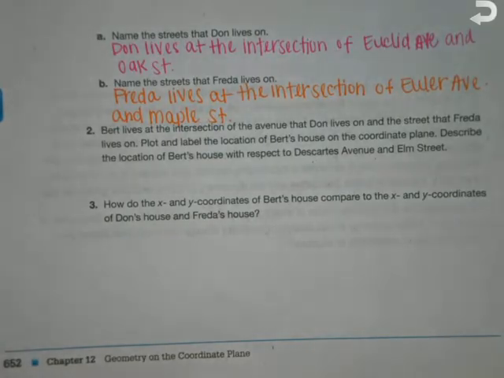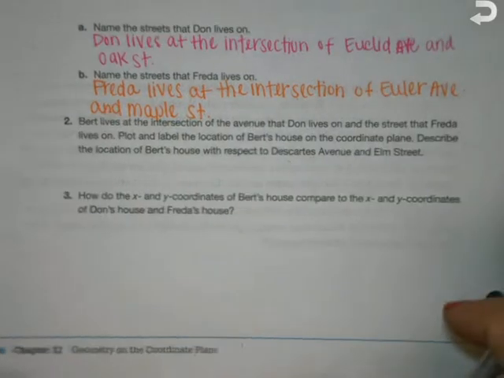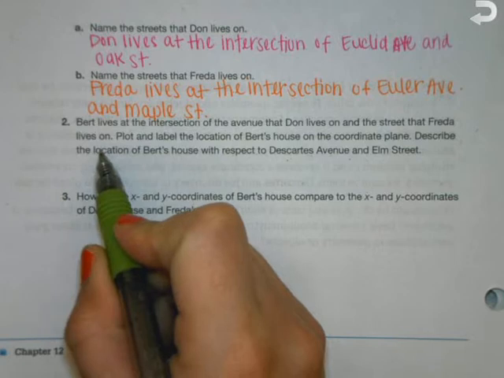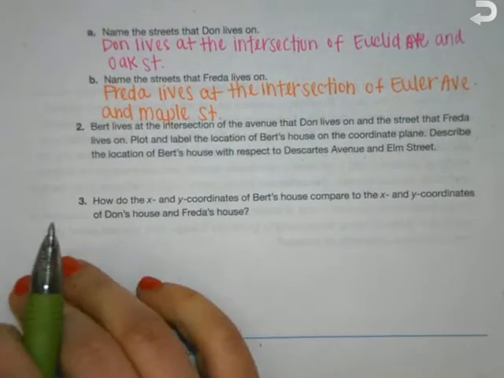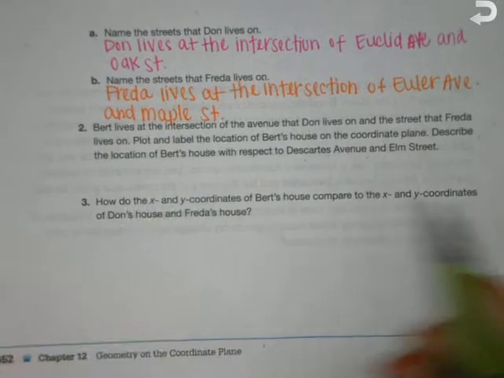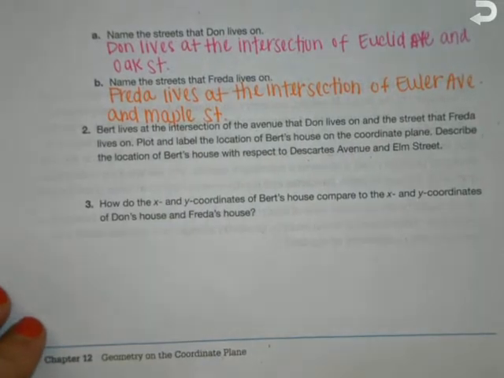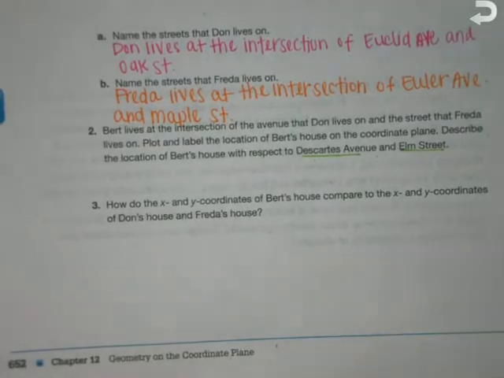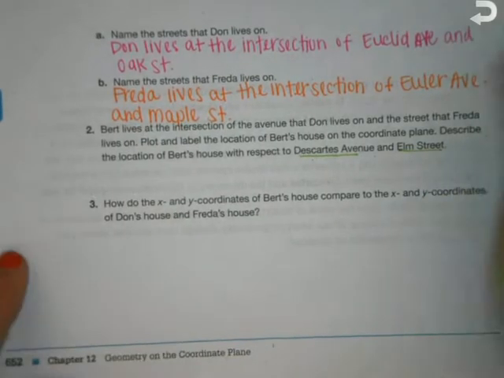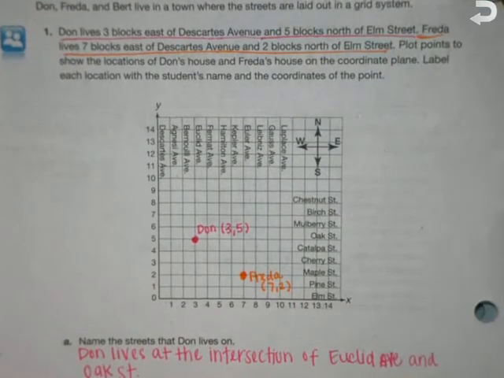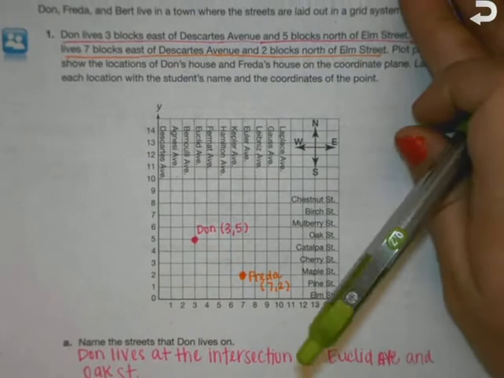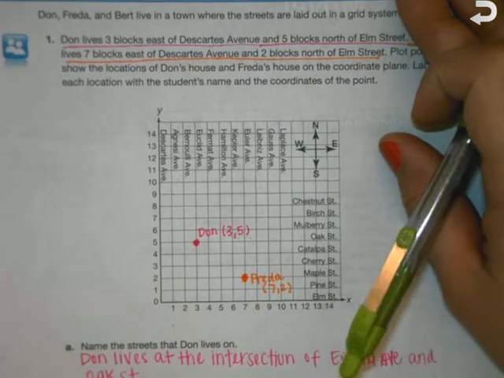Okay, so we have Bert, and it says that Bert lives at the intersection of the avenue that Dawn lives on and the street that Frida lives on. Plot and label the location of his house on the coordinate plane, and then describe the location of Bert's house with respect to Descartes Avenue and Elm Street. So we're going to want to give his location just like Dawn and Frida's was given to us. So if he's at the intersection of the avenue that Dawn lives on and the street that Frida lives on, what intersection does Bert live?